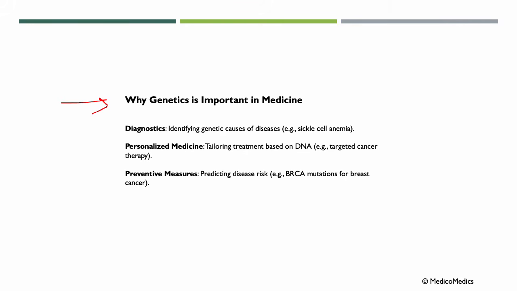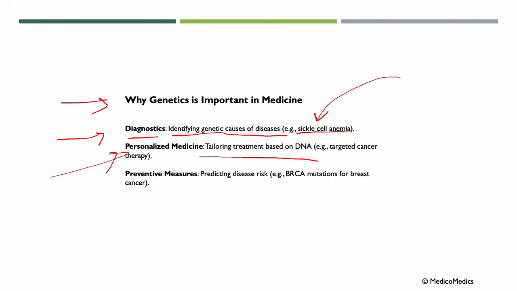So why is genetics important in medicine? Because first of all, diagnostics. It helps us identify genetic causes of diseases. For example, sickle cell anemia. Personalized medicine. So tailoring treatments based on DNA. For example, targeted cancer therapy. Preventive measures. So predicting disease risk, like BRCA mutations for breast cancer.